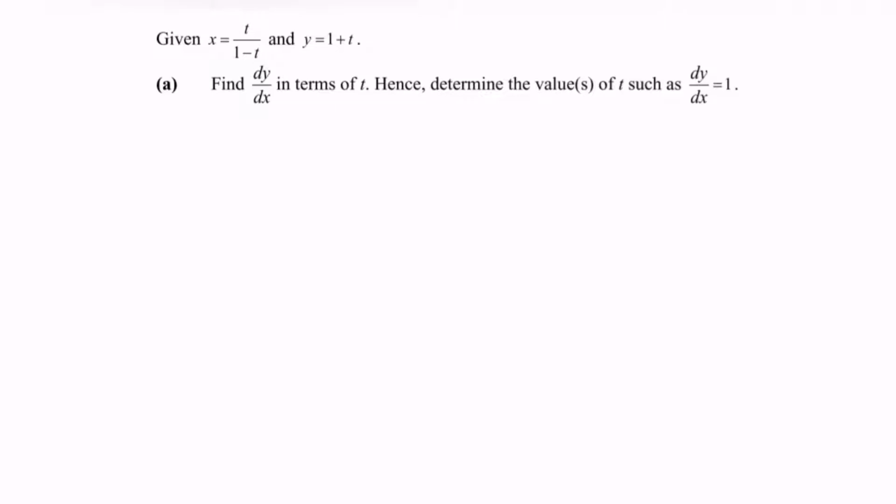Hello everyone, in this video I'm going to discuss parametric differentiation. So here we have the example: given x equals t over 1 minus t and y equals 1 plus t, find the first derivative in terms of t. Hence, determine the values of t such that the first derivative is equal to 1.